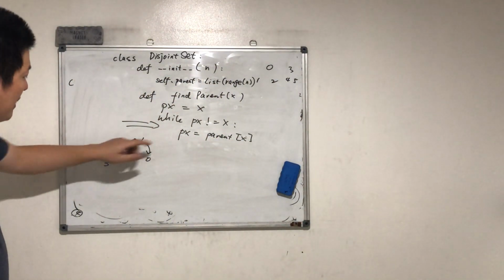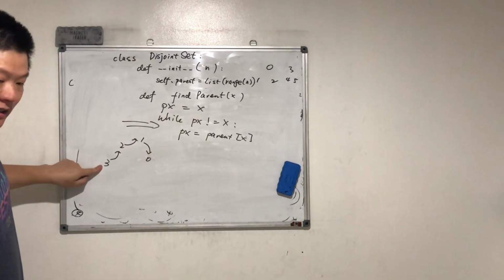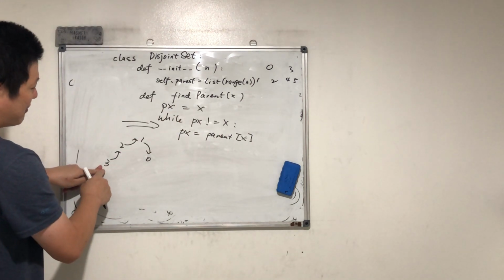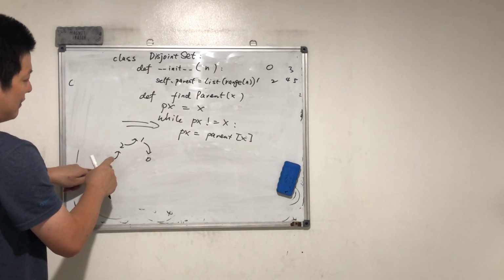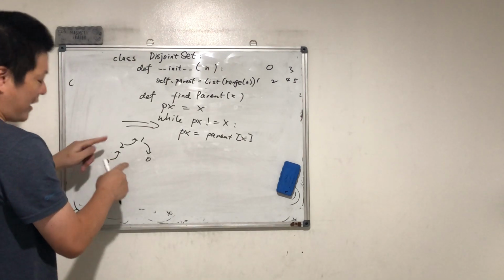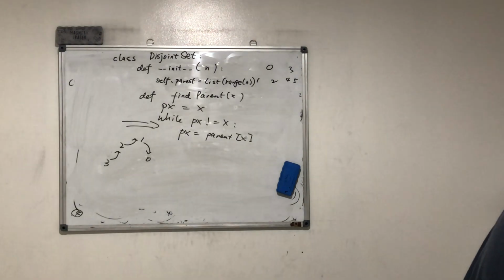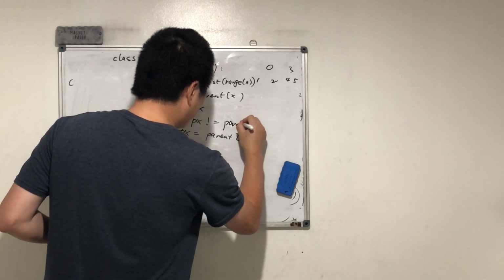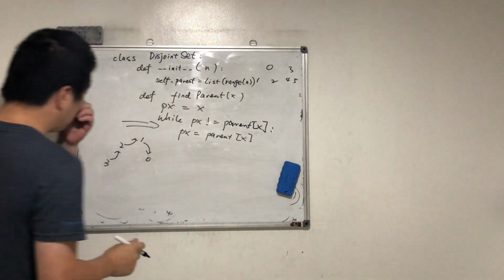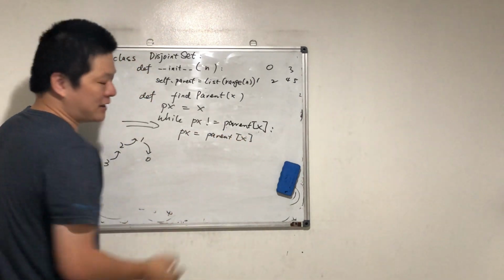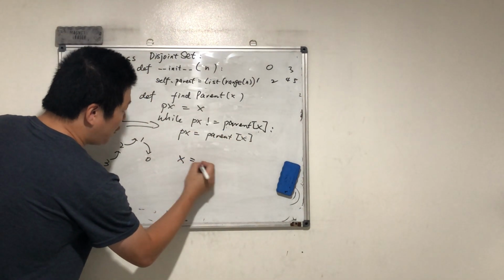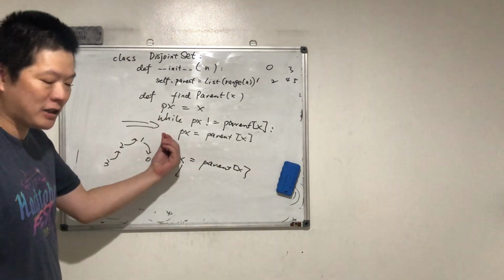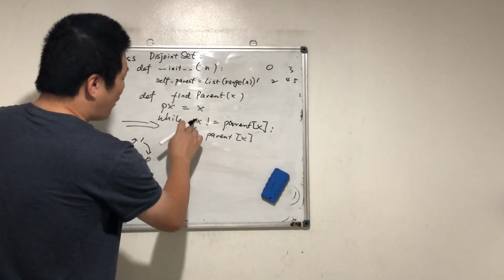Alright, look. x is 3. Why px not equals x? Px is not equals 3. Okay, so that's the problem. Px equals x. Why px not equals self.parent x? Okay, so here there's a mistake. Because look, if px equals parent x, what does it mean? If a value x equals parent x, then x is the group root, right? Why is this not the root?